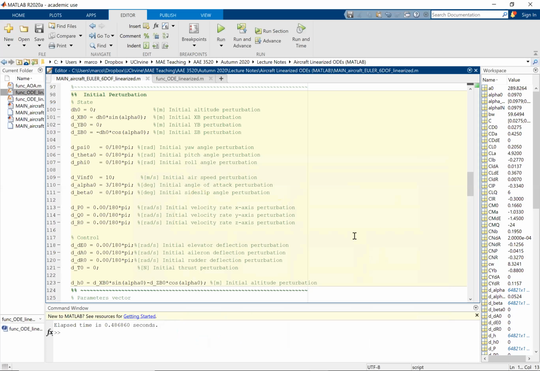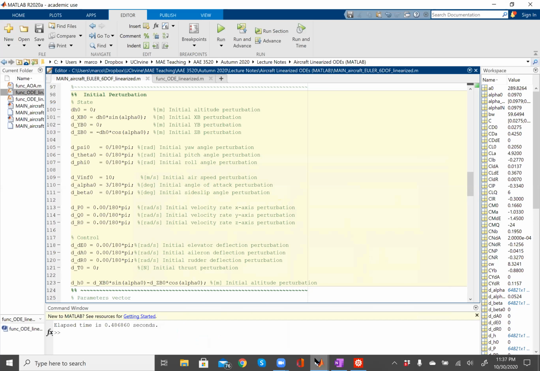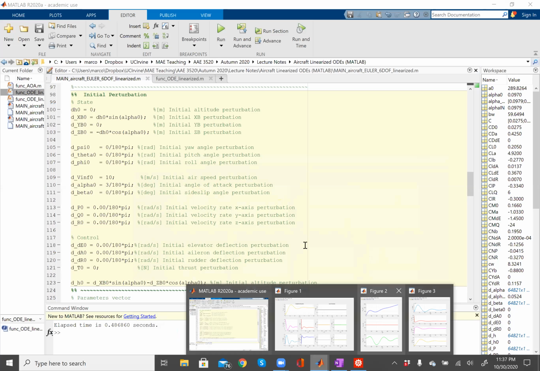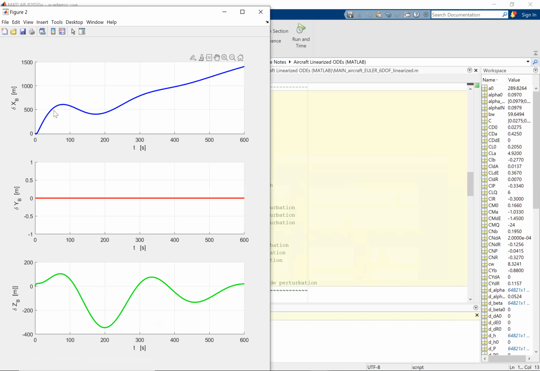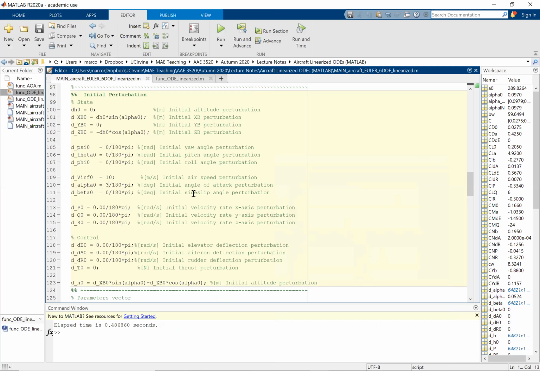The other two figures, this one contains the perturbations in the state, XB, YB, and ZB. And again, this is not really super interesting, but just see that XB and ZB were in the longitudinal states, and in fact, they are the two that are being affected, whereas YB is absolutely not affected by the initial perturbation in the airspeed and in the angle of attack.